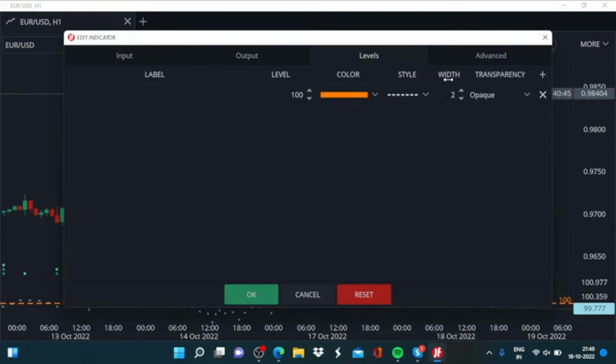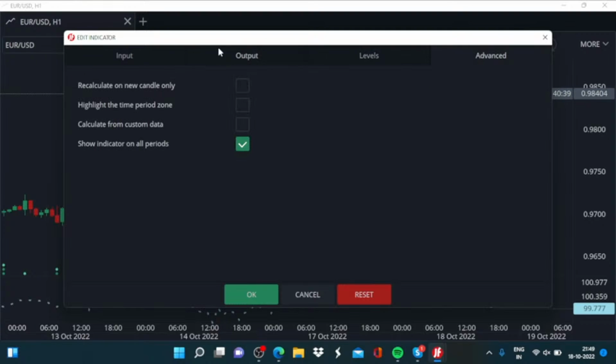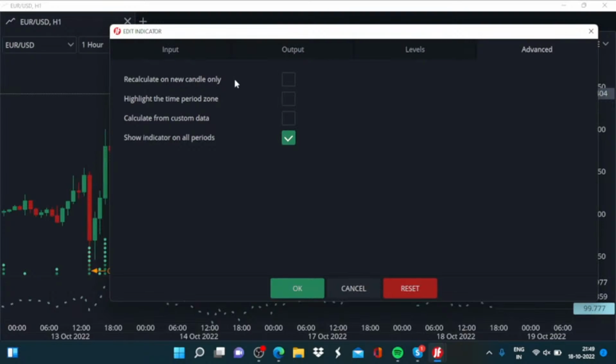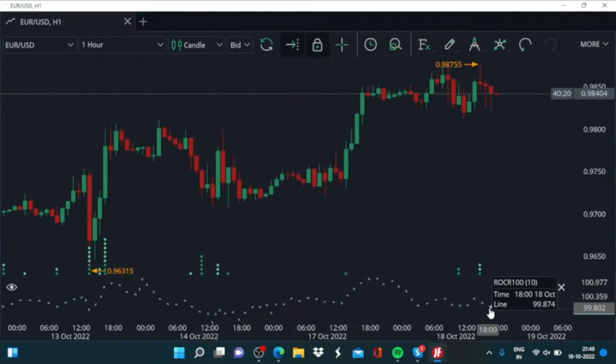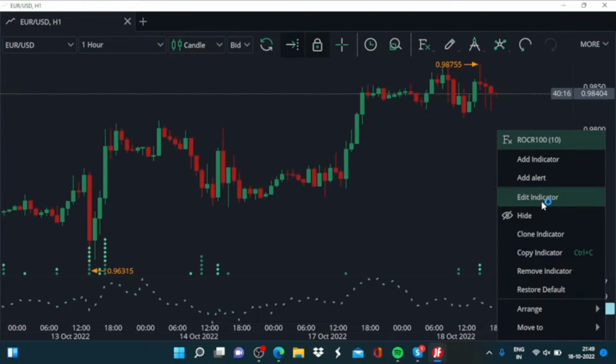Now, level, I'm going to remove it to restore it back to the default parameter, default setup. Coming to the additional advanced editing options, we get this recalculate on new candle only option. If you want the output of your indicator to remain constant throughout the current calculation period, throughout the current candle period, then you have to opt in for this, and whatever is the output, it will remain constant throughout the current candle period, which is hourly.